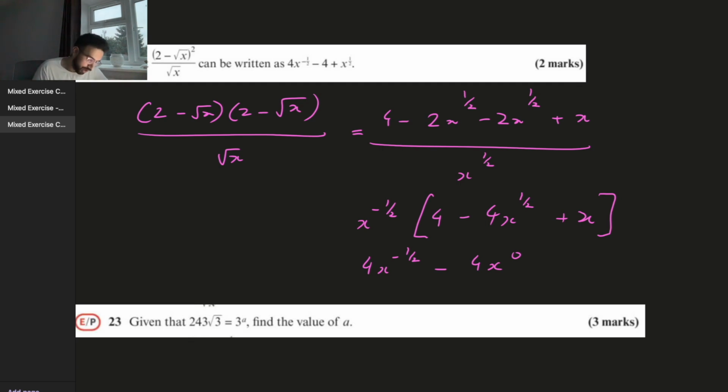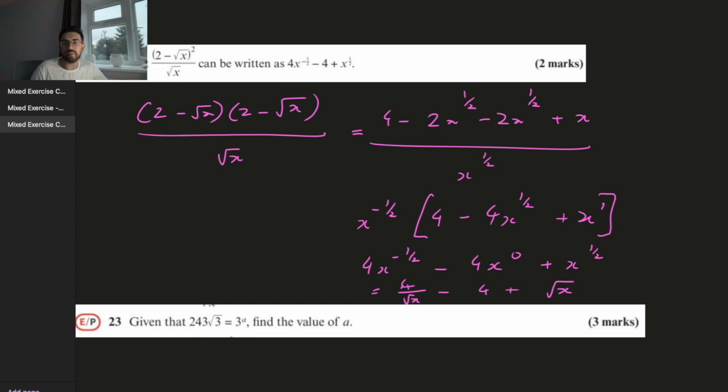And then finally, we're going to have plus over here x to the half, because we're simply adding the powers. Okay, so this would be x to the power 1, 1 minus a half is just a half. So here I have my answer, and simply we can write this as 4 over root x minus 4 plus root x. There you go, and we've finished this question.